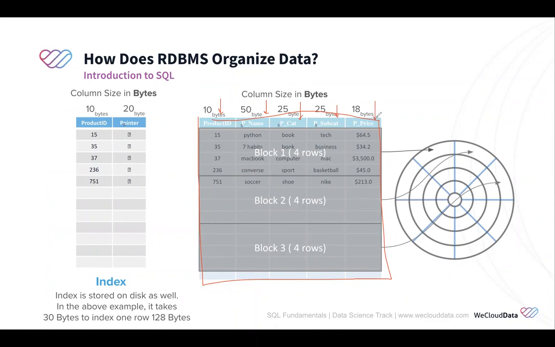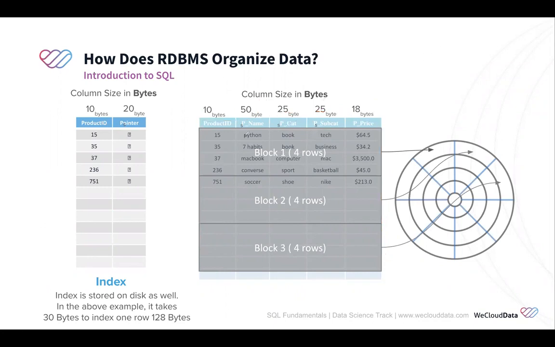Okay. Remember when we define a table, we need to have the data type, right? And also, the length of the column. That helps us define how big this column will be, right? So in this case, it's 10 bytes, okay? For the product ID, because it's numeric, it typically consumes less disk space, right? So 10 bytes. Product name, which is a string, let's say it's 50 bytes, and 25 bytes for the category, 25 bytes for the subcategory, okay?